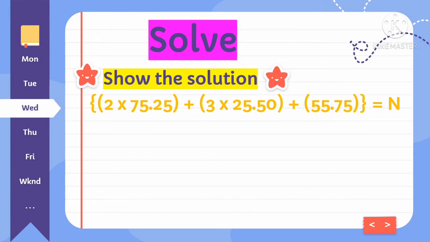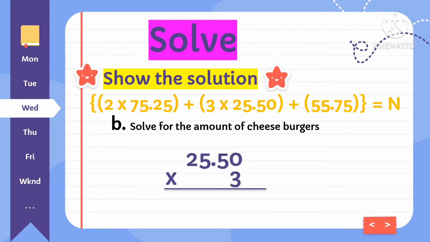So, proceed na tayo sa ating next solution wherein we're going to solve for the amount of cheeseburgers. Since tatlo ang kanilang binili, imumultiply natin yon sa amount ng cheeseburger. So, multiplying decimals by a whole number.